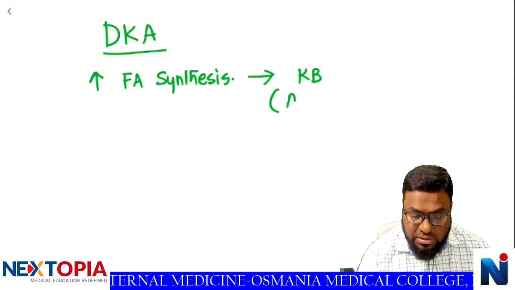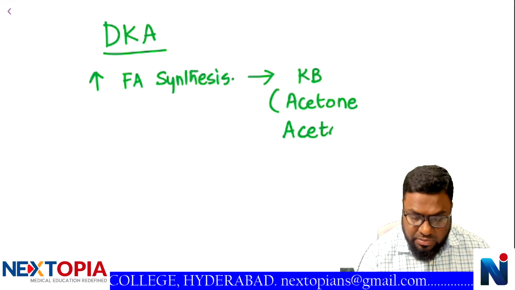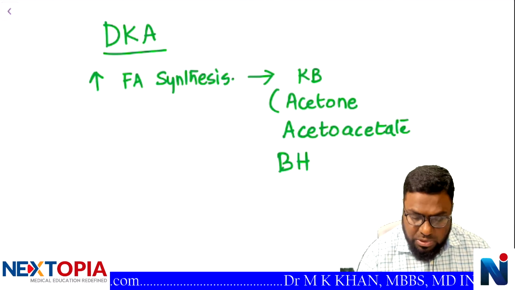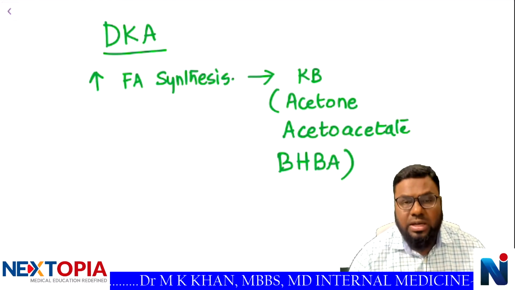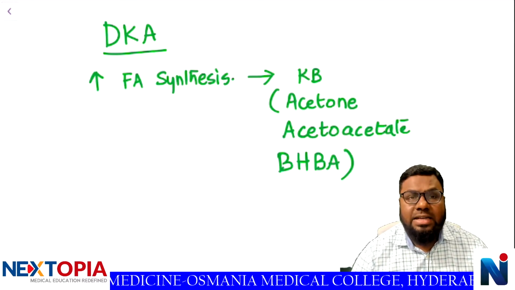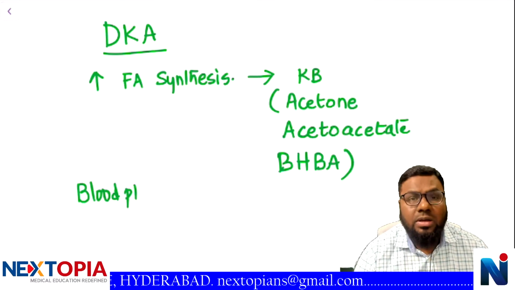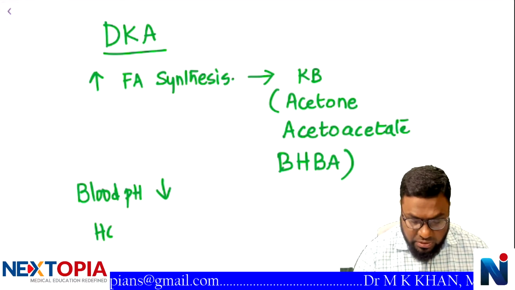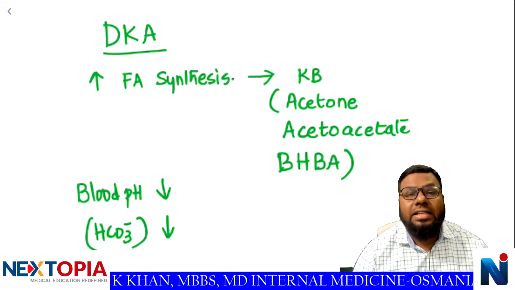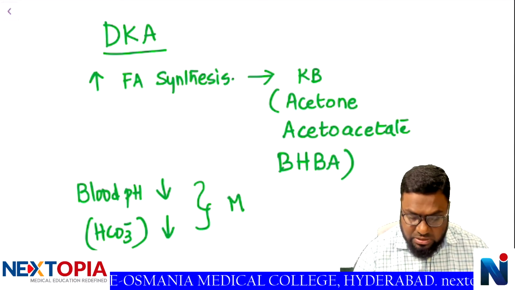I'll teach you. The acetone, acetoacetic acid, the beta hydroxybutyric acid. So acetone, acetoacetic acid and beta hydroxybutyric acid are very much produced. Because of this, what happens? Acidic component is produced. So what happened to the blood pH? The blood pH decreases. What will happen to the bicarbonate concentration? If H plus is increasing, the bicarbonate concentration decreases. Bicarbonate decreases, blood pH decreases. This leads to metabolic acidosis.